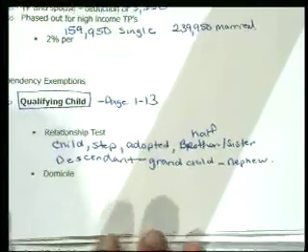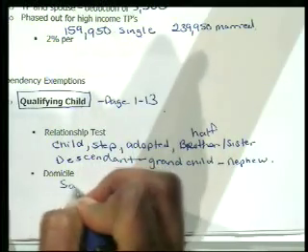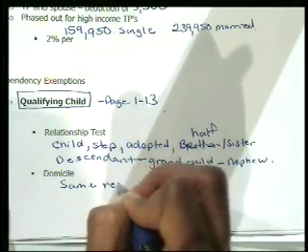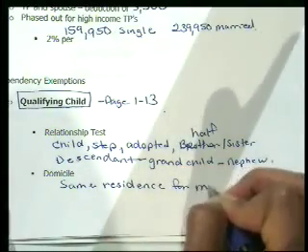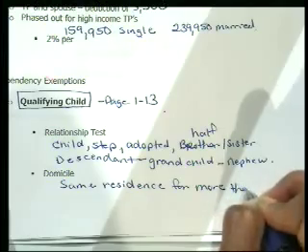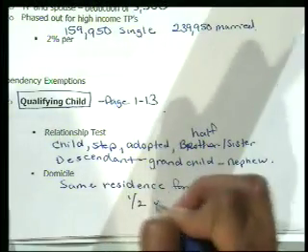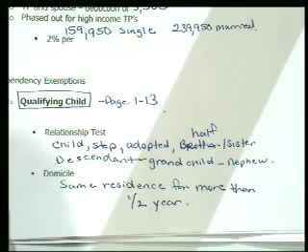The next is the domicile test. Are they in the same residence as you for more than half the year? And they are okay with temporary absences for college, for vacations, for illnesses, and things like that. So do they meet the relationship test, and do they meet the domicile test?